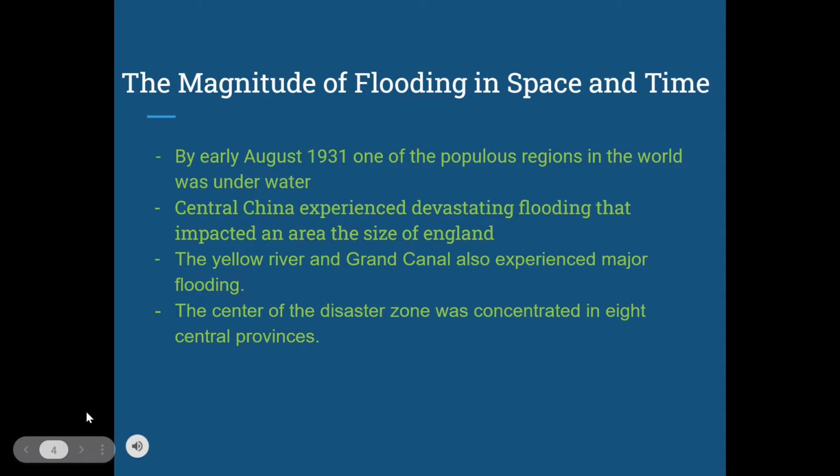The magnitude of flooding in space and time. By early August 1931, one of the most populous regions in the world was underwater. Central China experienced devastating flooding that impacted an area the size of England. The Yellow River and Grand Canal also experienced major flooding. The center of the disaster zone was concentrated in 8 central provinces.